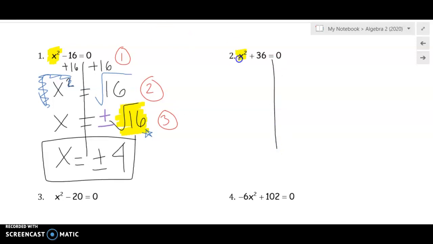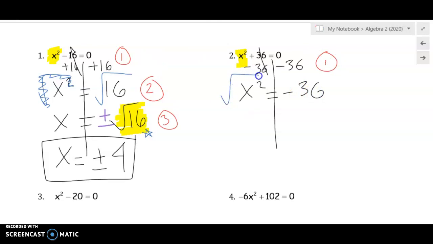Get x squared by itself. So we're going to have to move the 36 by subtracting it to the other side. So I have x squared is equal to negative 36. That's basically step 1. Step 2 is to take the square root of both sides. When I do that, that little 2 is going to go away, and I'm going to be left with x equals the square root of negative 36.